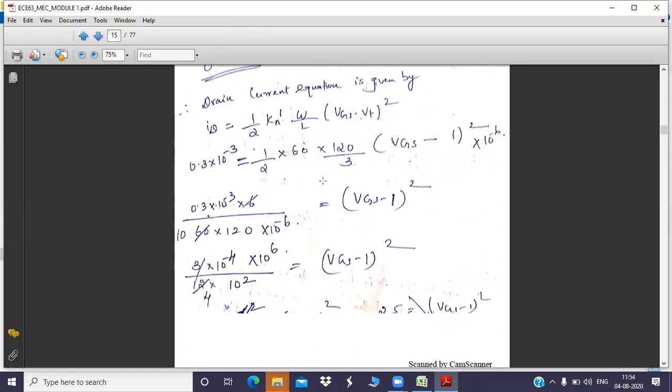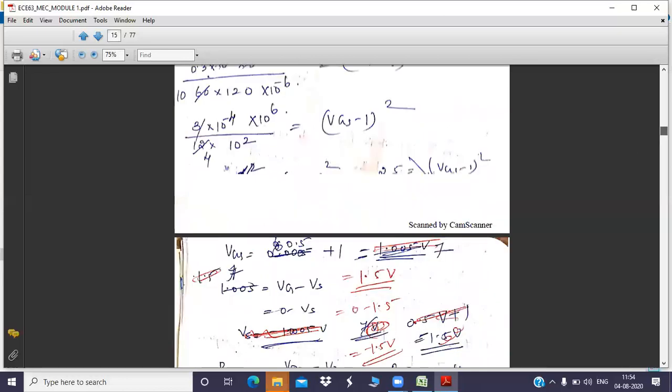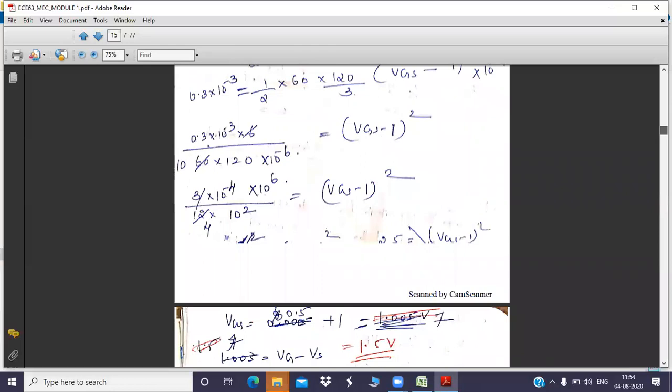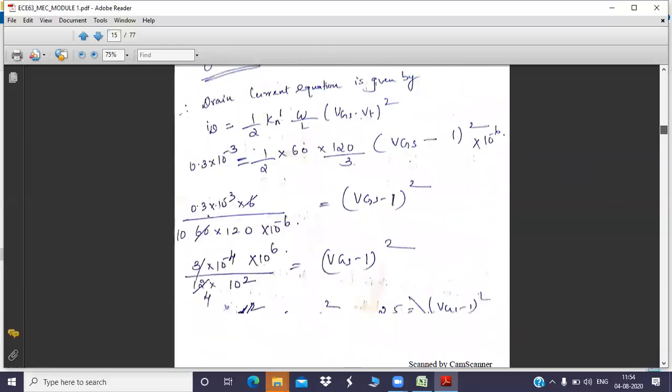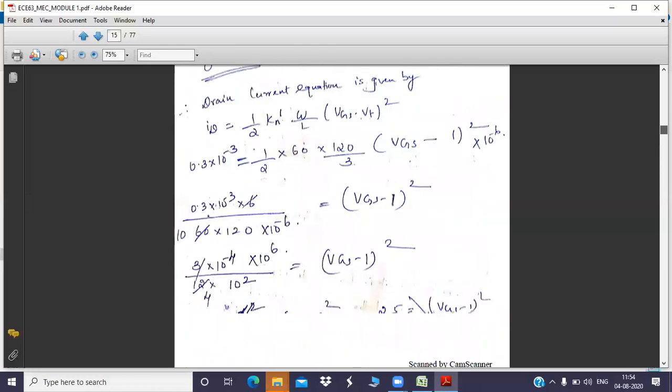You can try this in your calculator and ensure whether you are getting VGS as 1.5. If you are getting VGS as 1.5, VS will be minus 1.5. How? 0 minus VS is equal to 1.5. So take this minus to the right side. So VS is minus 1.5. Simple. So please check with your calculators, rough note and pen whether you are getting this VGS as 1.5. If you are not getting it, I'll tell you tomorrow.